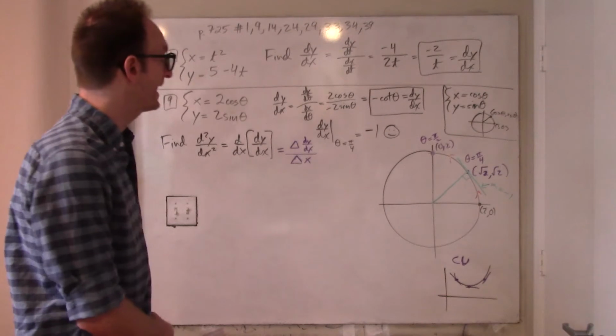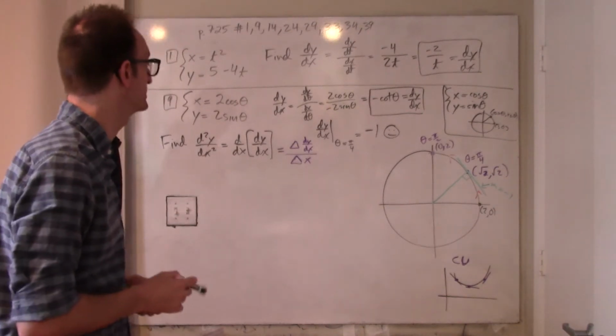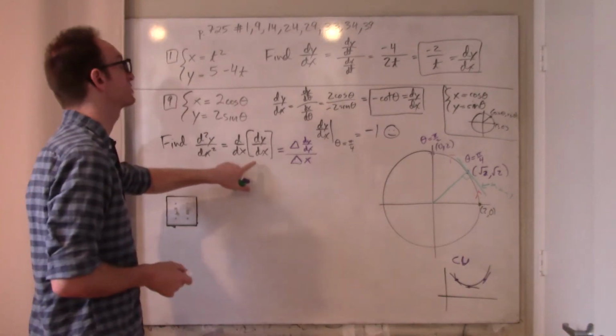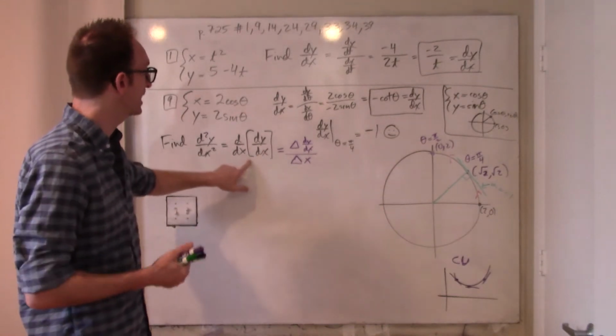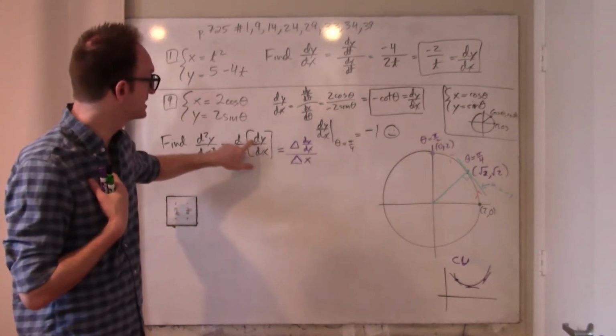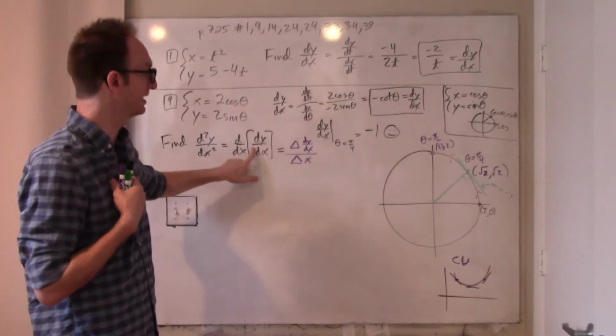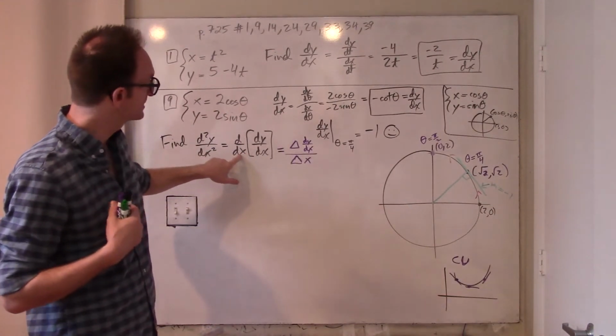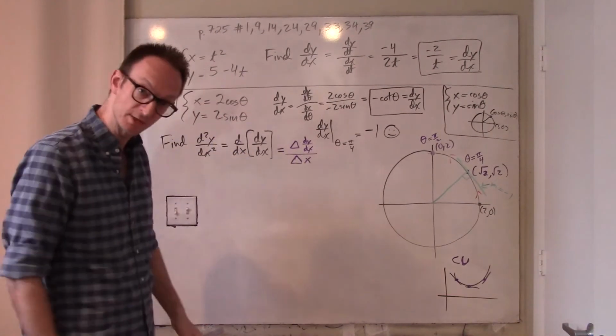Okay, so good, let's do it. How do we do it? Well, this is kind of a little bit tricky, right? Because we are differentiating something, dy/dx, which depends on theta, with respect to something else, x, which also depends on theta.